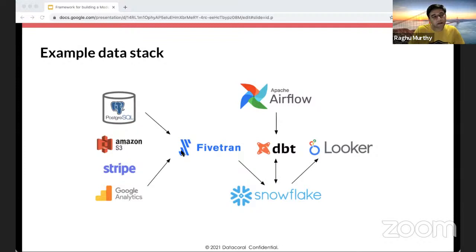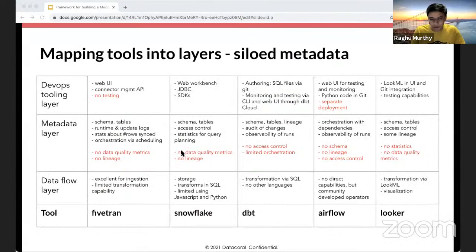Right. So now, given this stack, let's go back and look at each of these tools, basically in terms of the three-layer framework that I just talked about. So there's a lot that goes on here. I'm sure we'll be sharing the slides later too.